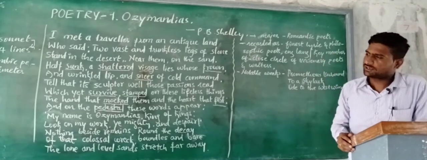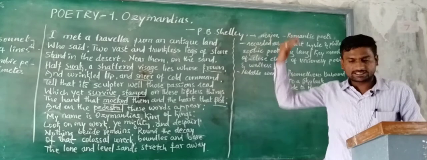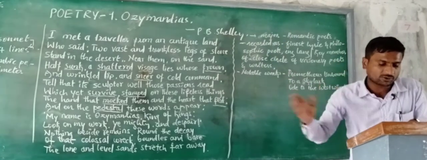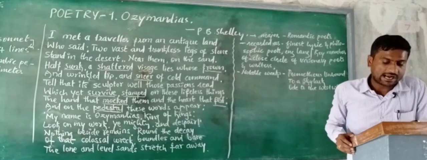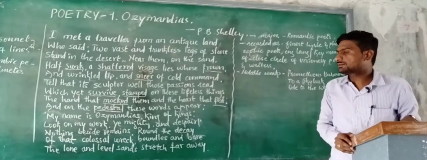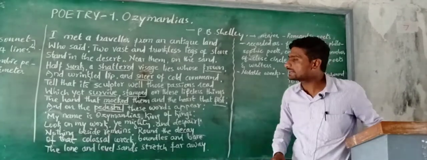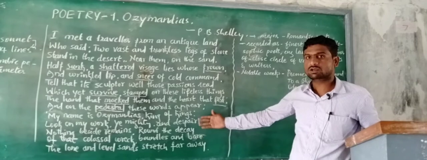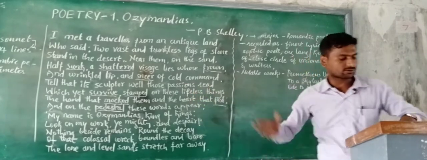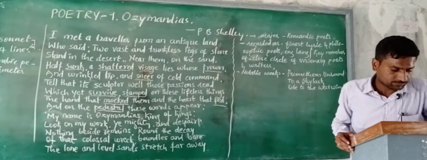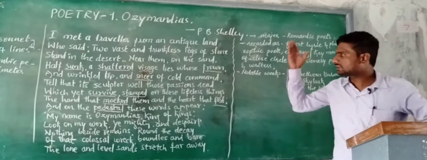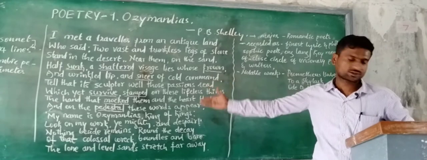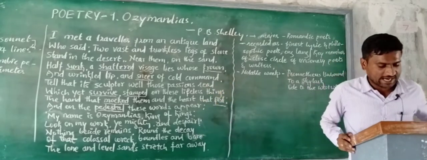Okay, see, and also there is a pedestal at the bottom of that statue. At the bottom of the statue there is a pedestal, and the traveler has read all the lines which are mentioned on the pedestal of that statue. And my dear students, the king of ancient Egypt introduces his name on the pedestal of his statue.